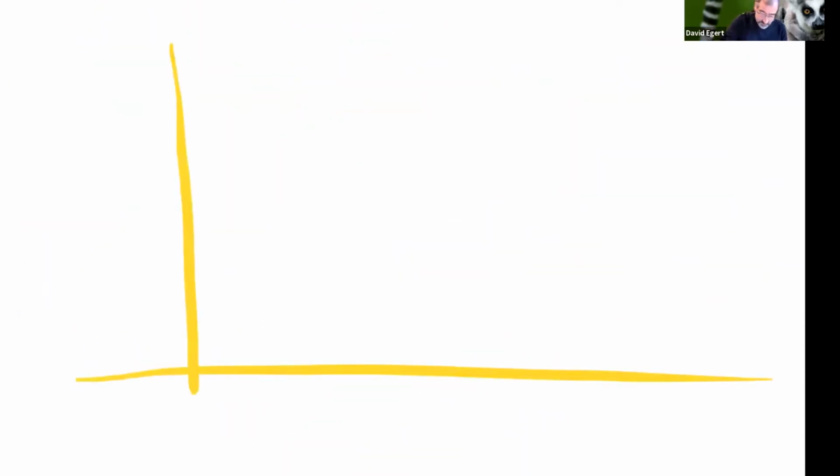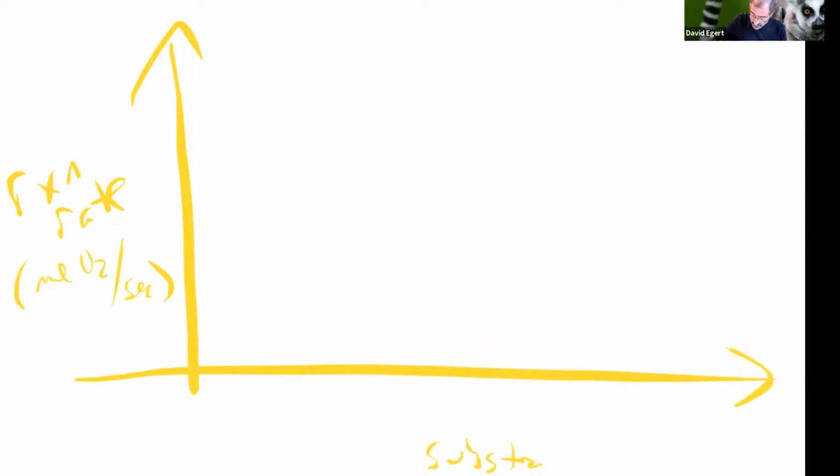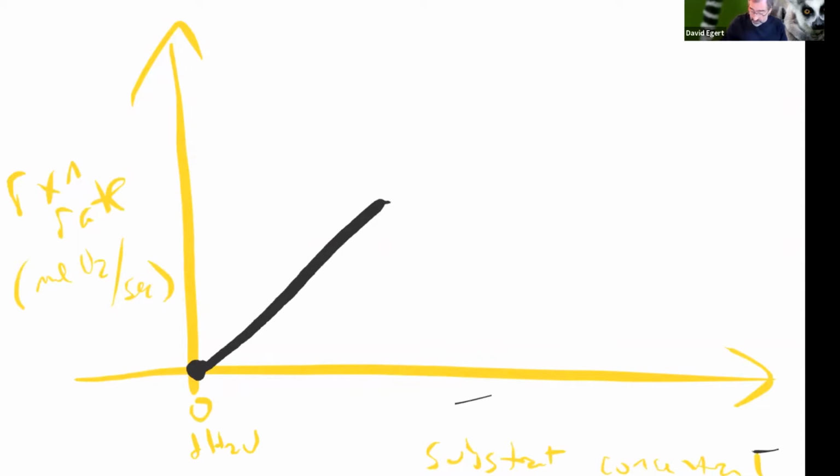If we're thinking about it in terms of some graph, if this is reaction rate, which we're actually going to be measuring in mLs of O2 per second, and this is substrate concentration. It could be 0, which would just be distilled water. If you have no substrate, there's no reaction, and the higher and higher substrate concentration you've got, the faster and faster this thing is going to go. Right? Does that make sense?